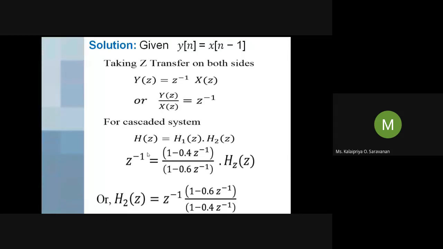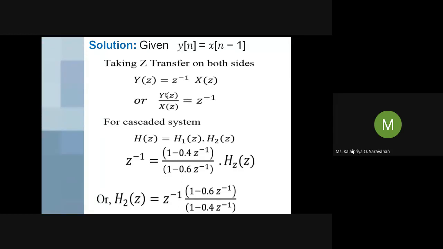So what we have to do here is, H of Z is equal to H1 of Z into H2 of Z. You know what H1 of Z is, which is already given in the question. H2 of Z we do not know. H of Z we will be able to calculate easily from the given Y of n. So first calculate H of Z and then substitute it here. Now Y of n is equal to X of n minus 1. Take Z transform on both sides. Y of n becomes Y of Z. X of n minus 1 on Z transform will give you Z inverse X of Z. So Y of Z by X of Z is equal to Z inverse.